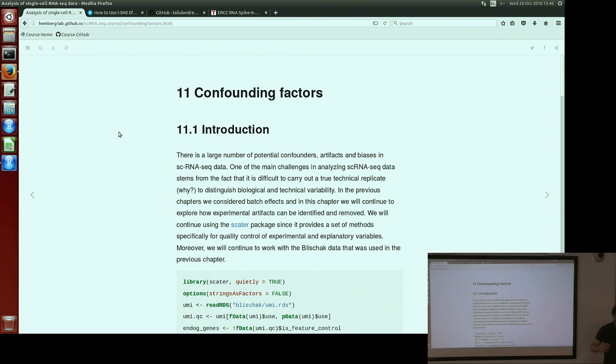Okay, we'll get there in the end. So the next thing for us to discuss is this issue of confounding factors. Everything that we've done so far is focused on figuring out which cells are likely to be problematic and trying to remove them from the analysis. So ones that have failed for various reasons we want to identify and remove.